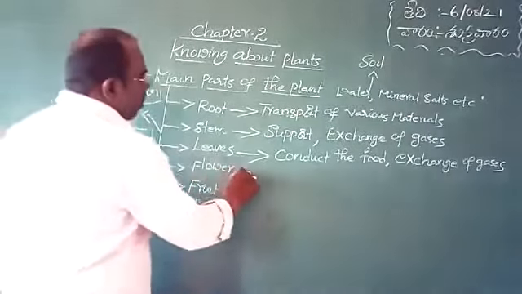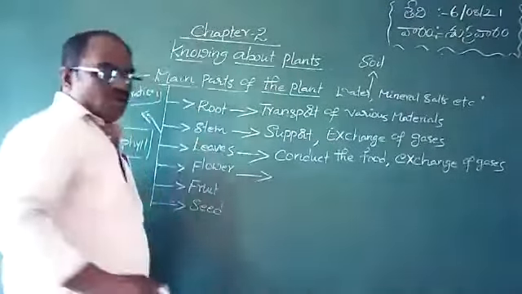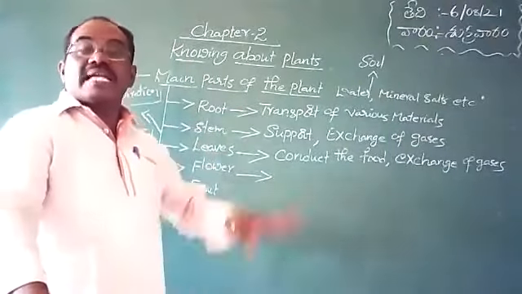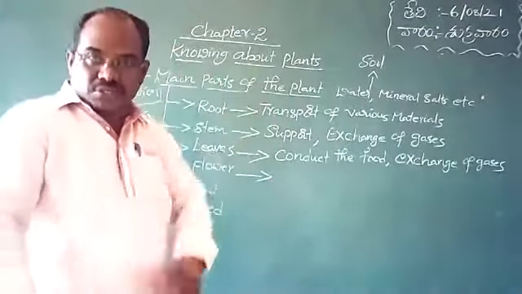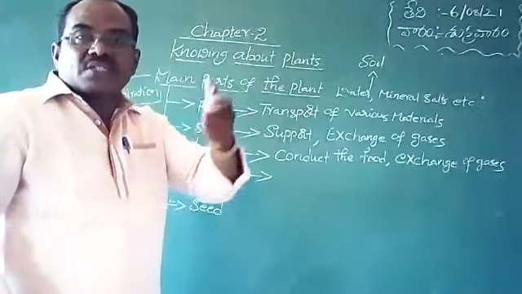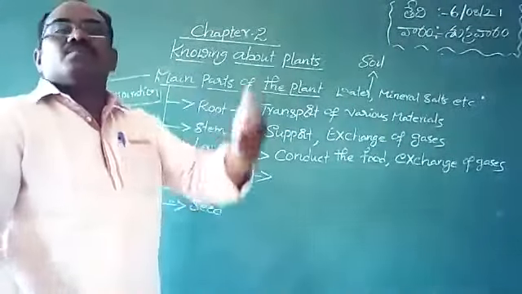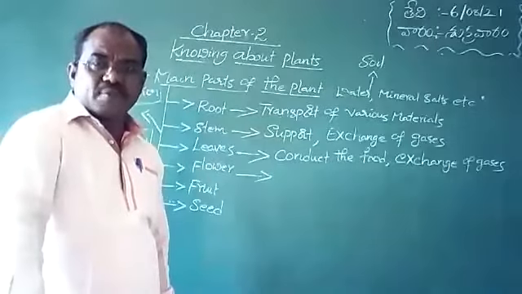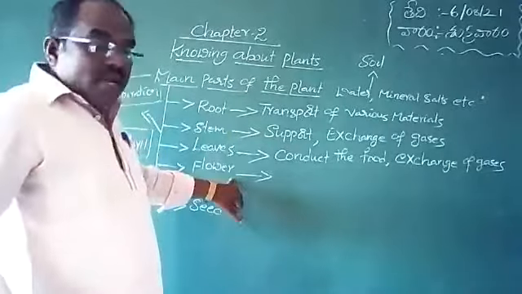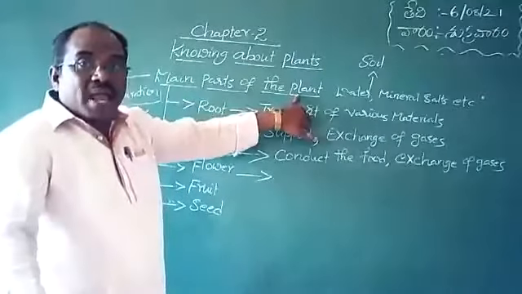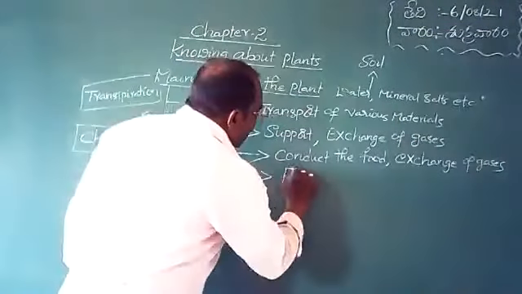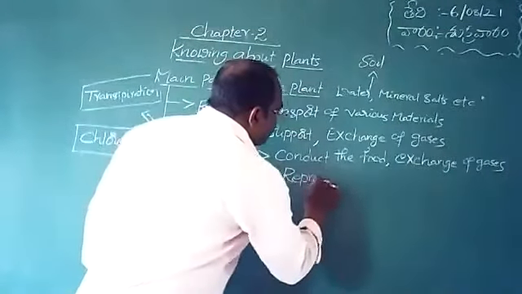Next, flower. We can see in our surrounding different types of flowers like rose flower, hibiscus, chrysanthemum. You can see different types of flower. Flower is one of the parts of the plant body. It is useful for reproduction.